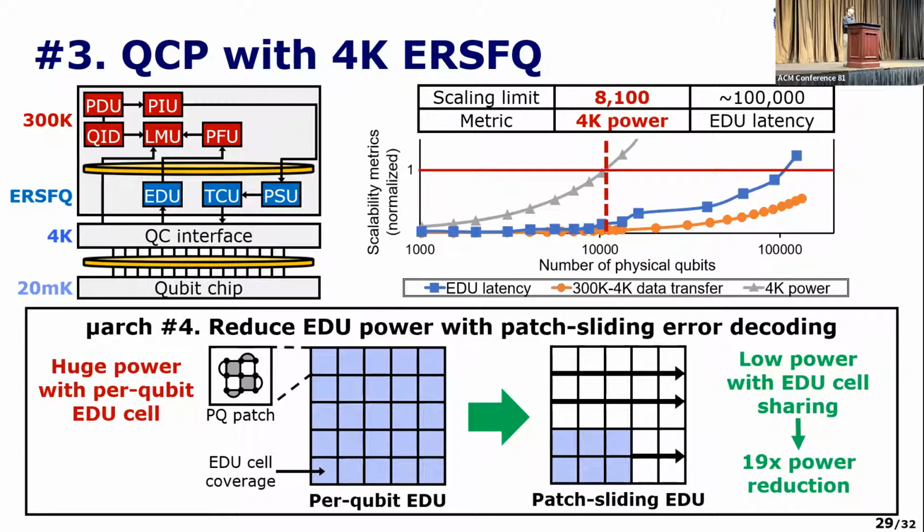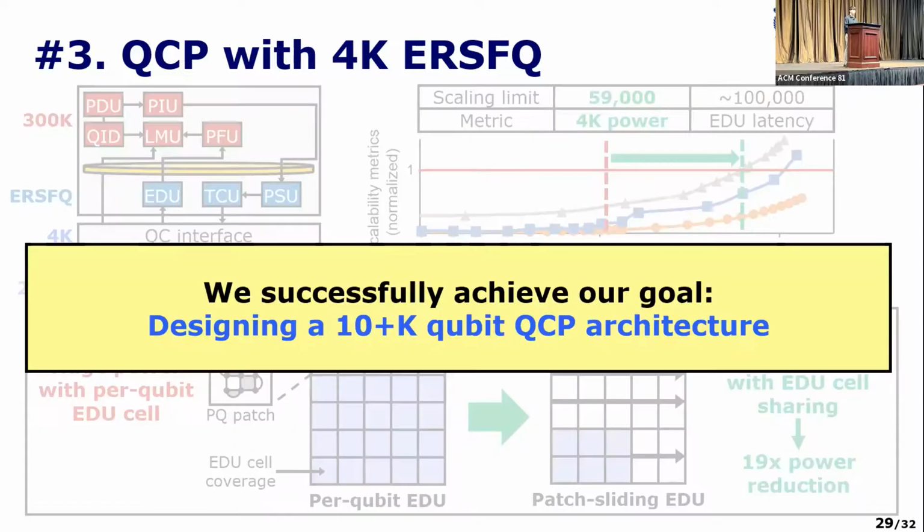The key idea is that we can share a constant number of EDU cells for all physical qubits because error syndrome pairing only occurs within the adjacent patches. Therefore, we significantly improve the scalability to 59,000 qubits. That is, we successfully achieve our goal, designing a 10 plus K qubit quantum control processor architecture.